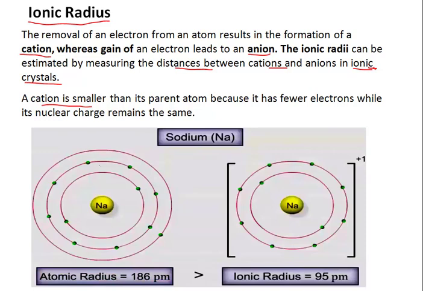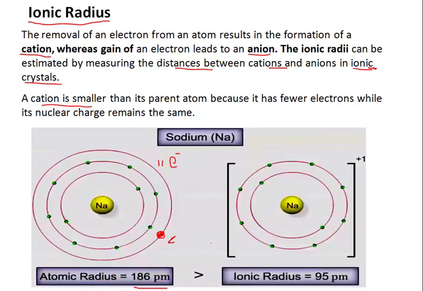In this case, two structures are given. One is for the sodium atom. Sodium in its ground state has an atomic radius of 186 picometer. It has 2, 8 and 1 electrons, so in total 11 electrons, and 11 protons. They balance each other, and whatever is the attractive force, as a result the size of the shell comes out to be in the range of atomic radius 186 picometer.